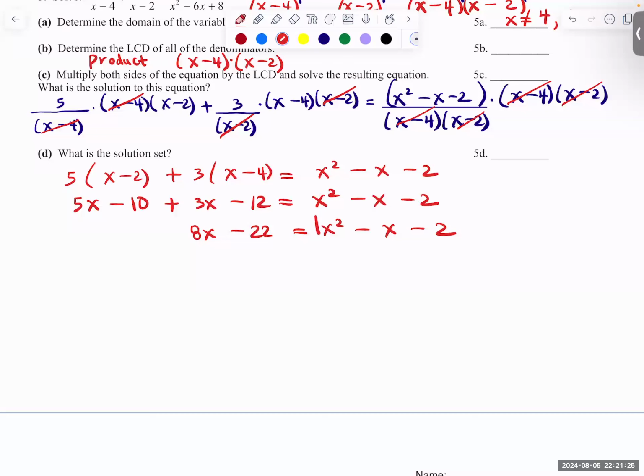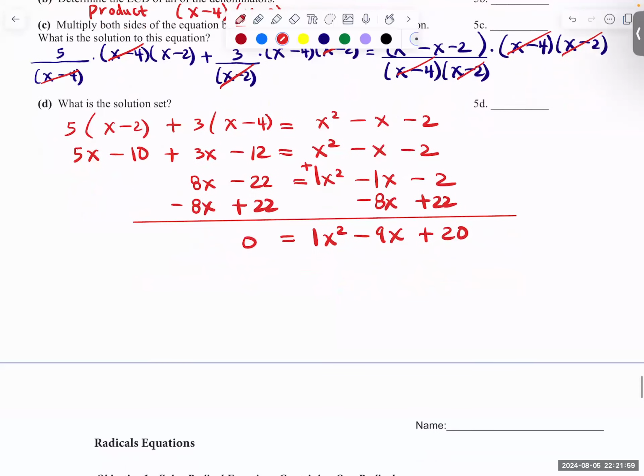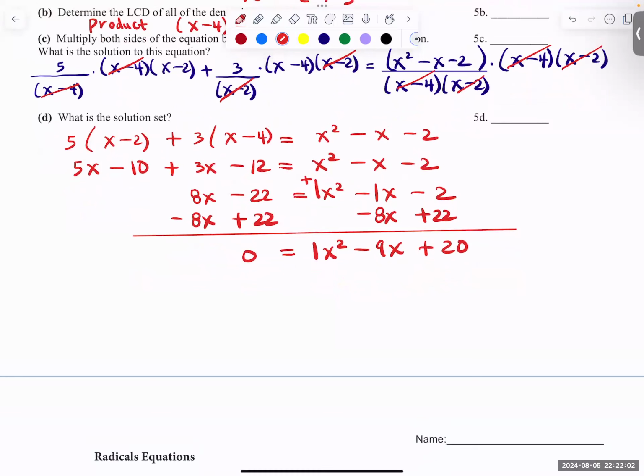Now the quadratic term has a positive leading coefficient, so we want to keep a positive leading coefficient and therefore get, in this example, the left-hand side terms, bring them over by subtracting 8x and by adding 22. So we keep positive leading coefficient, x squared minus 9x plus 20 is equal to 0. Now, the greatest common factor of the trinomial terms is a 1.